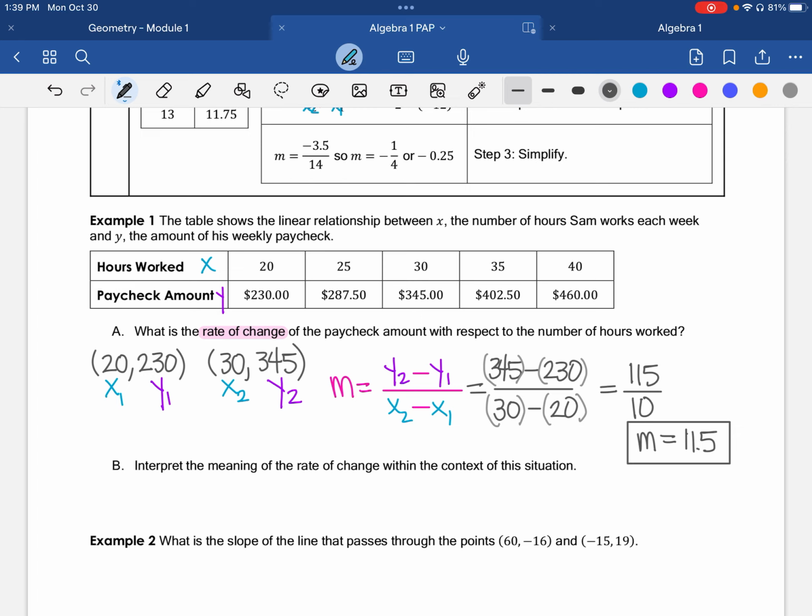Now they want us to interpret the meaning of the rate of change within context to the situation. What does this 11.5 mean? Well, this is Sam's earnings. So this means that Sam earns $11.50 per hour that he works.